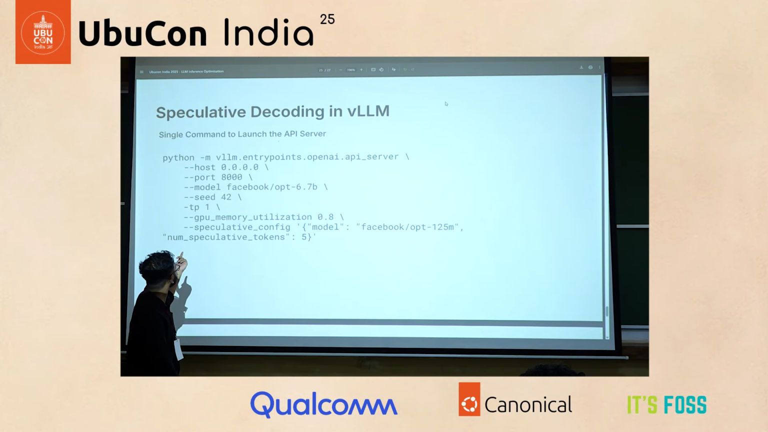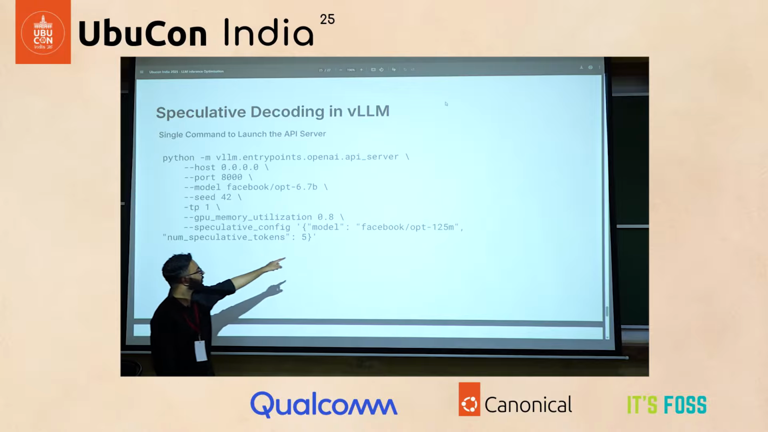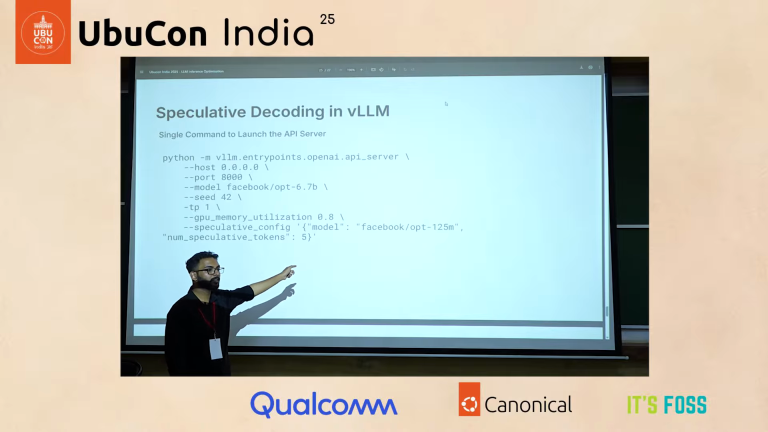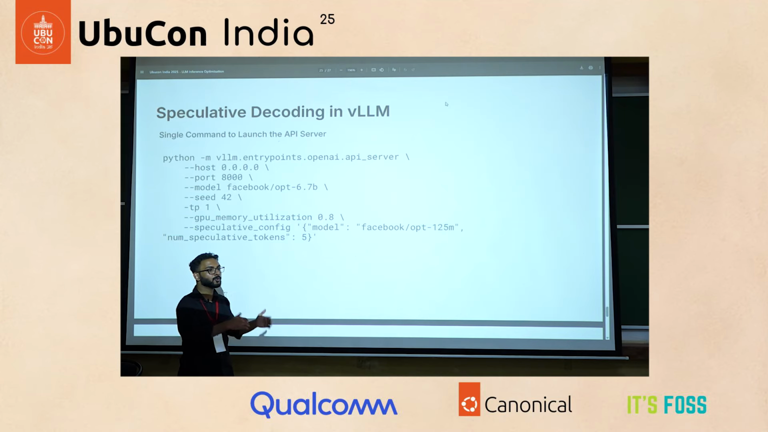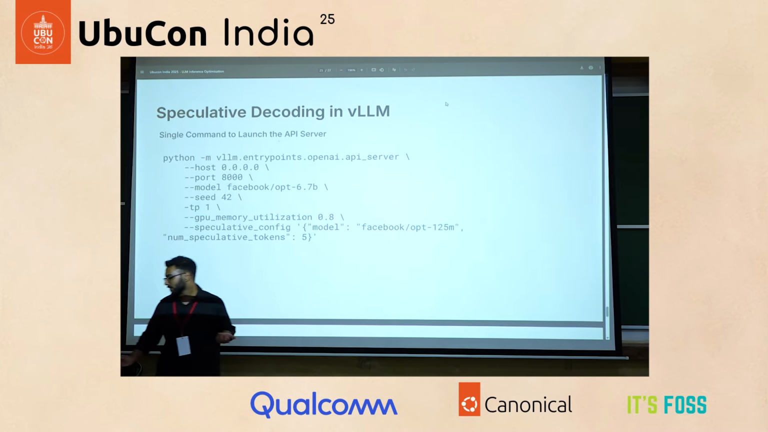And if you want to use speculative decoding, you can add the parameter speculative config, and you can mention which model you want to use as the draft model. So there you can see that we are using a 6.7 billion parameter model as the target model, and we use a 125 million parameter model as the draft model. So you identify the trade-off, right? The 125 million model would be used for generating the text, and the 6.7 billion model would be used for evaluating it. In that way, you could make the text generation process much faster.